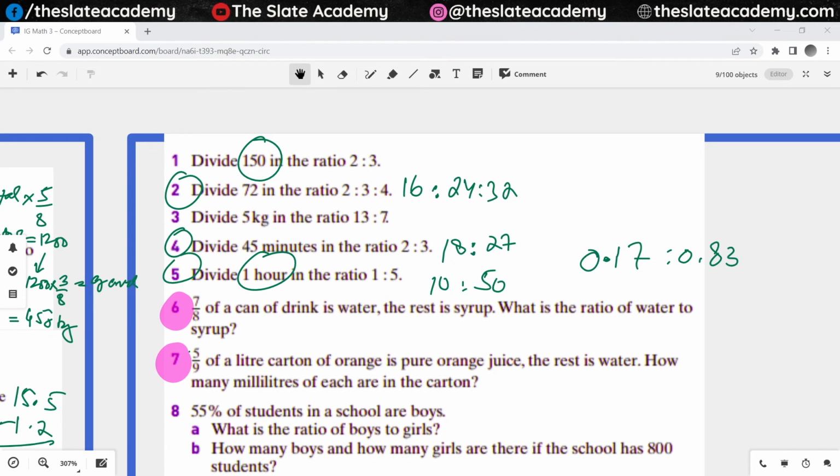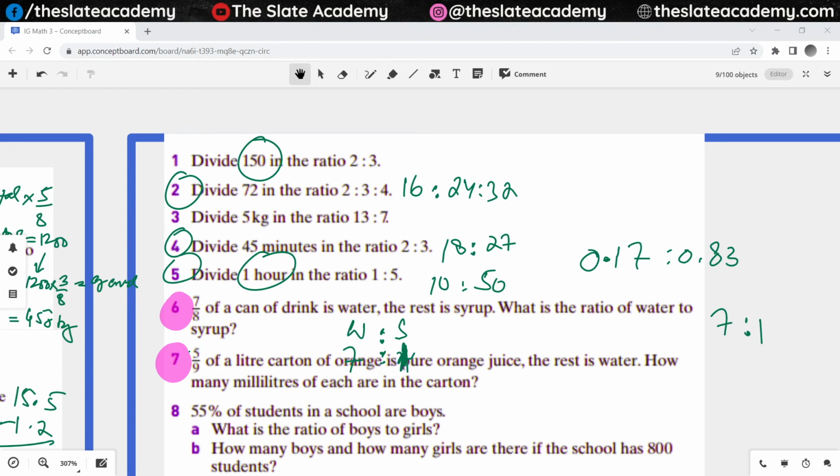Okay. Acha, the next question, number 6. 7 out of 8 of a can is water. So there is water and there is syrup. I don't know how much is syrup, but 7 out of 8 is water. So 7 is water, syrup is unknown, such that total becomes 8. So I know syrup would be 1. Understood? So the ratio would be 7 is to 1.